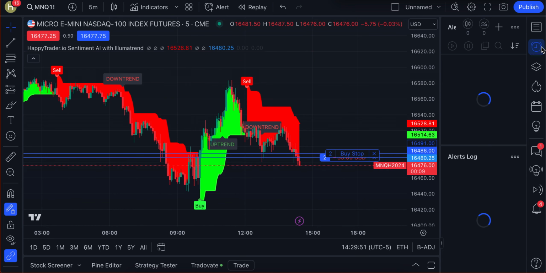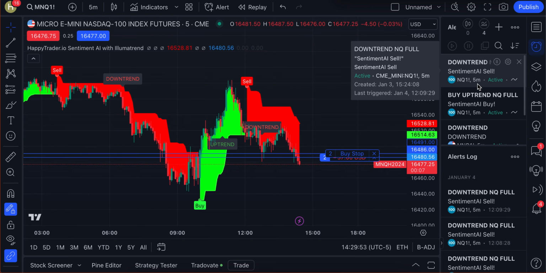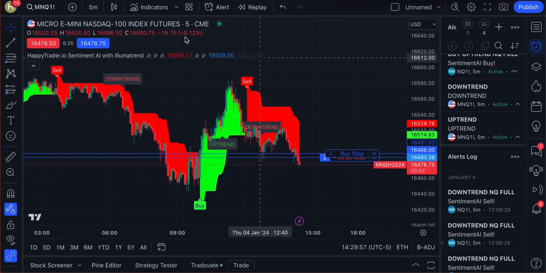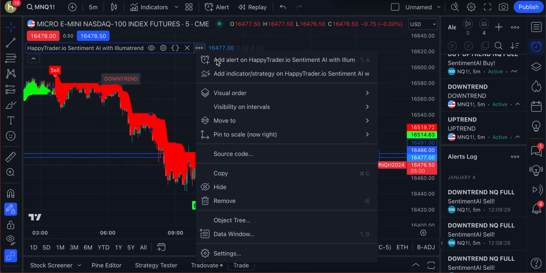Furthermore, we do have our alert set. So we have our NQ uptrend and downtrend signals, and then our MNQ uptrend and downtrend signals as well. We can go in and add signals on any time frame and ticker.